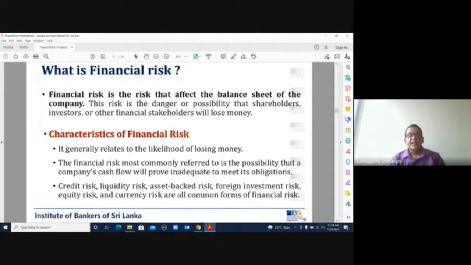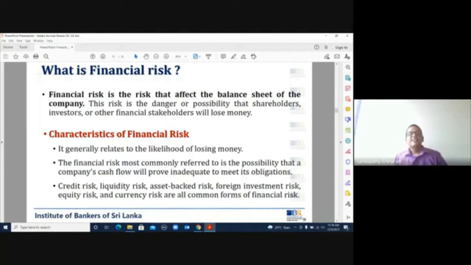And the third one is that credit risk, liquidity risk, asset-backed risk, foreign investment risk, equity risk, and currency risk are all common forms of financial risk. Even though I am mentioning these here, asset-backed risk, foreign investment risk, equity risk, and currency risk can all be called market risk, because market risk has several sub-classifications. So generally, the financial risks are credit risk, liquidity risk, and market risk.